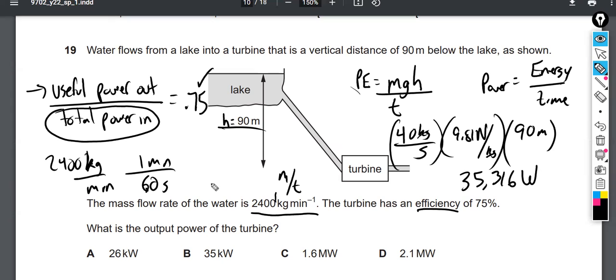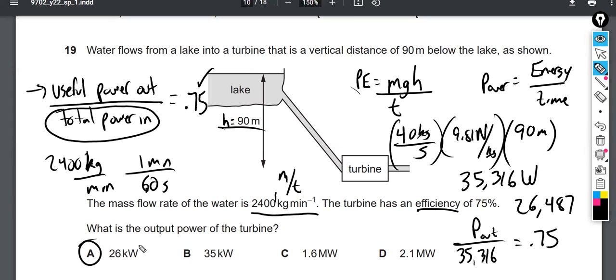So we substitute this in for the denominator, and we're solving for the numerator. We've got the power out, P out, over 35,316 equals 0.75. If I multiply 35,316 by 0.75, I get 26,487, which is pretty close to 26 kilowatts.